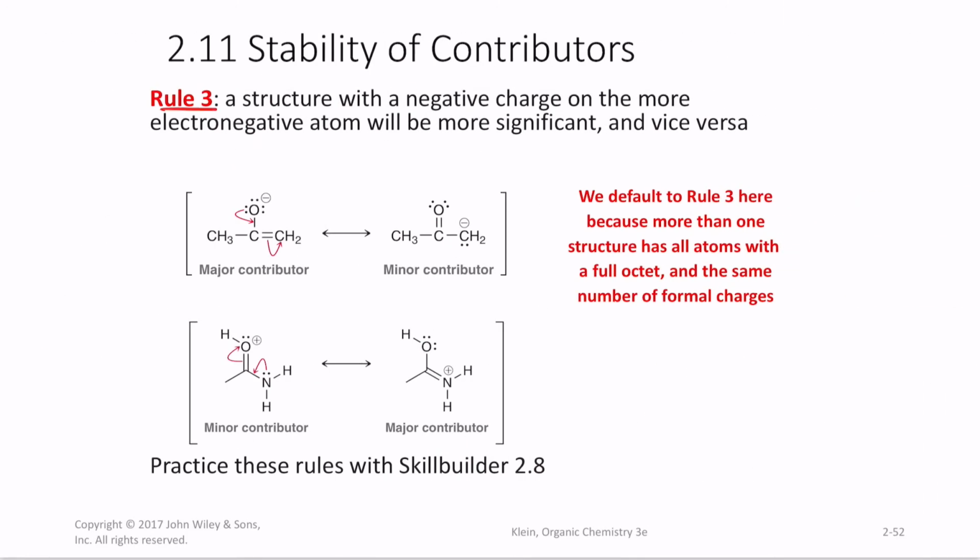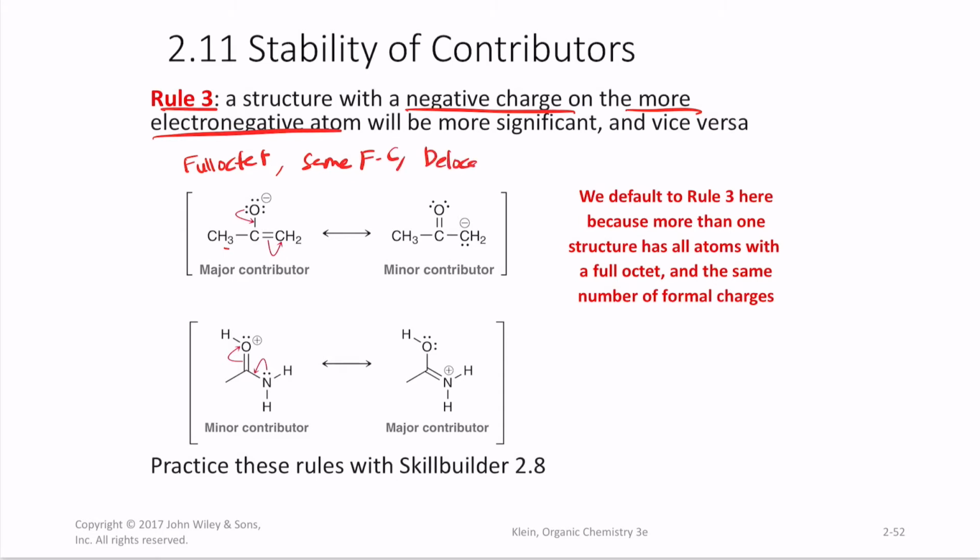Next, rule 3. A structure with a negative charge on the more electronegative atom will become more significant. Now let's say in these two structures, notice that they have a full octet. Both of them have the same number of formal charges, and both of them have delocalized the negative charge. And so both of them are a tie. So what do you do?